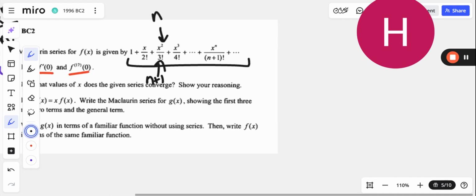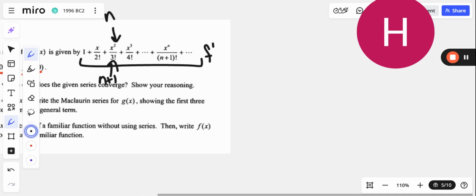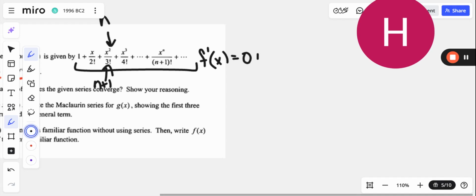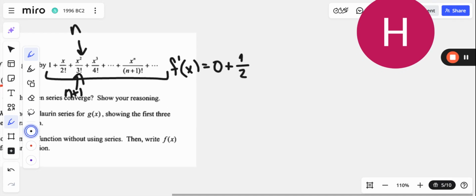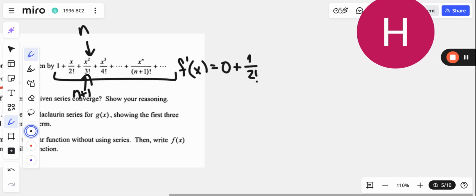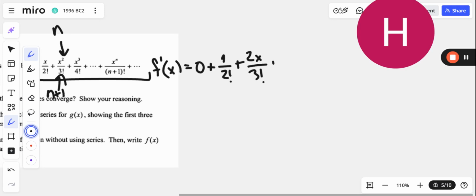So the first term goes to 0, just to start picking up on the pattern here. For f prime, we have 0, and then the first term is going to become 1 on top, because that's the derivative, over 2 factorial. That factorial stays there like a coefficient. 2 factorial happens to be 2, so I'm just leaving it as that, but I suppose I could leave it as this. Next term, that's going to be 2x over 3 factorial, right? We're basically just taking the derivative of each term.